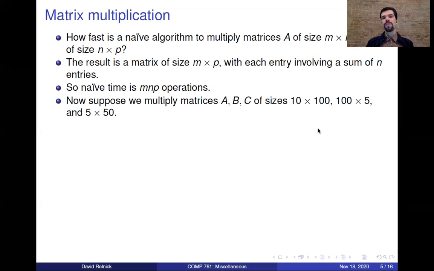So suppose we multiply matrices of size 10 by 100, 100 by 5, and 5 by 50. How long will that take? Depends on the order.